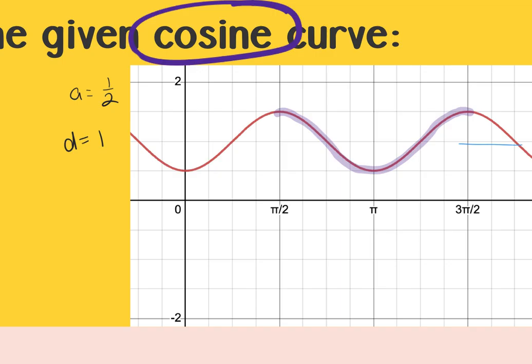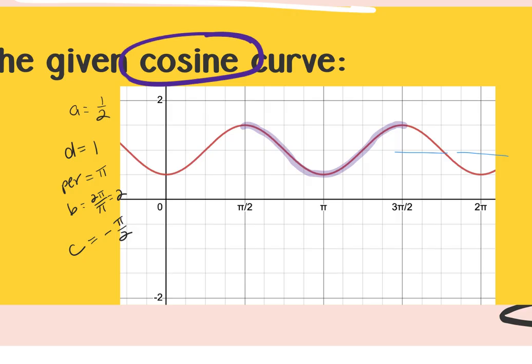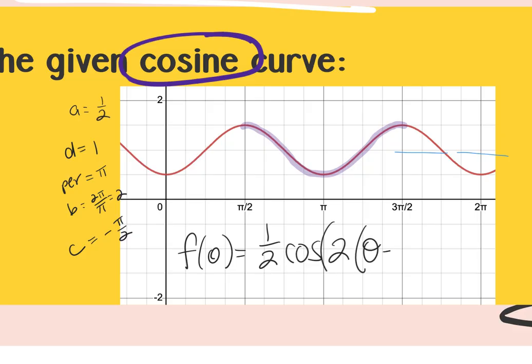Does it change the period? No, the period would still be, because now I'm going from pi over 2 to 3 pi over 2, it'd still be pi. So B is still 2 pi over pi, which is 2. But now, am I starting at the y-axis? No, so this has a phase shift. Do we see that? So I shifted it to the right, pi over 2, right? What does that look like in an equation? C is negative pi over 2. So now my equation is f of theta equals positive 1/2 cosine(2 theta minus pi over 2) plus 1.